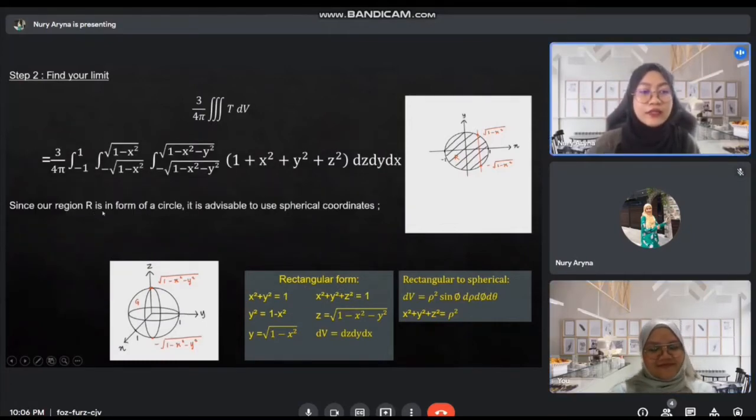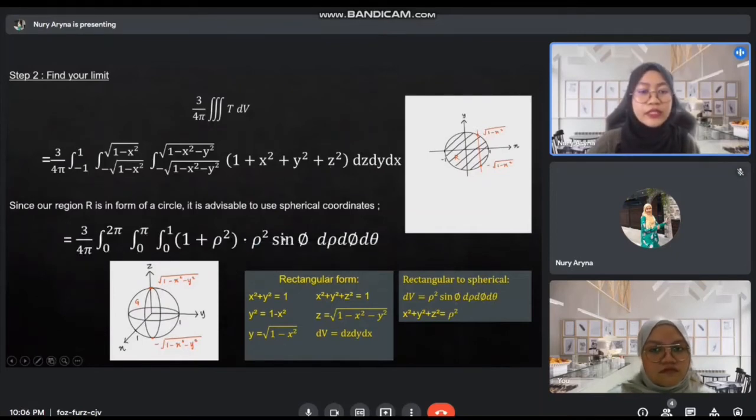Since our region R is in the form of a circle, it is advisable to use spherical coordinate. We need to change x, y, z terms into rho, phi, and theta. And our integral will be in this form, which is x square plus y square plus z square is equal to rho square, and our dv is equal to rho square sin phi d rho d phi d theta. Our limit for rho is from 0 to 1, which is from the origin to the upper surface of our sphere, and 0 to pi for the phi, which is angle in the z and y axis, and 0 to 2 pi for theta, which is angle in x and y axis.